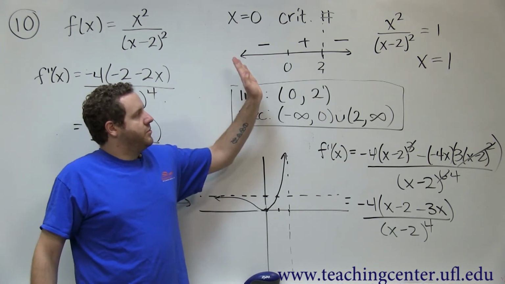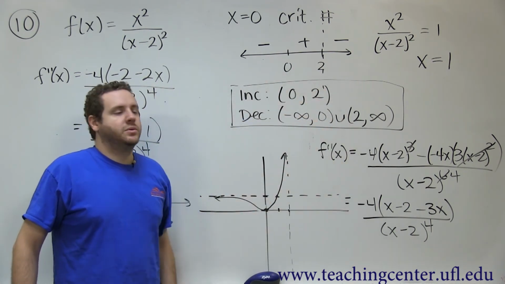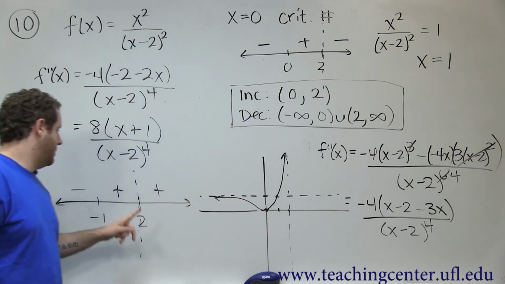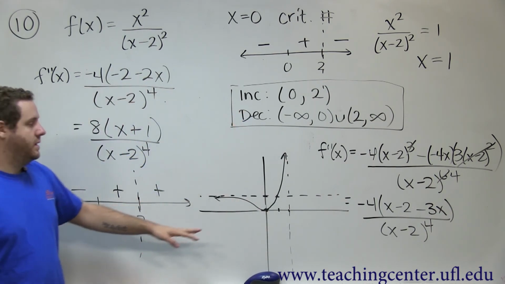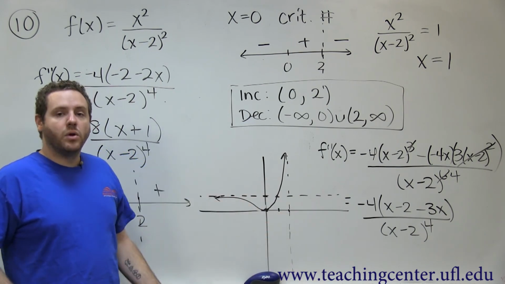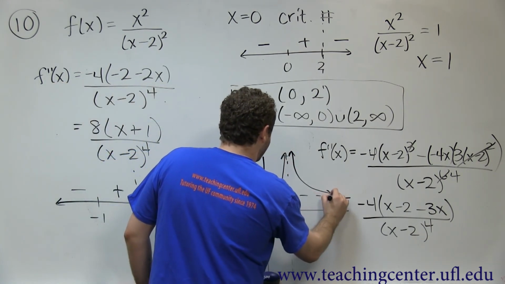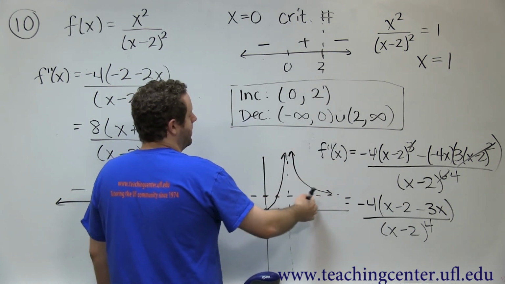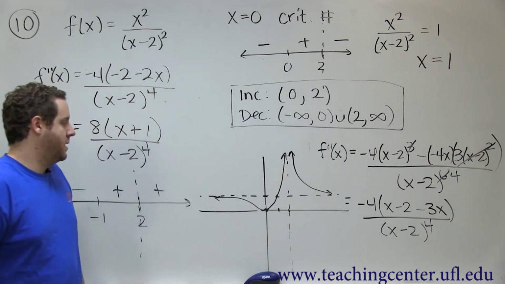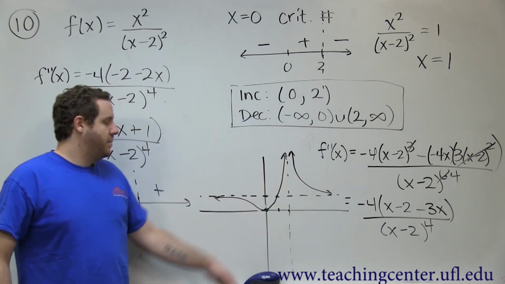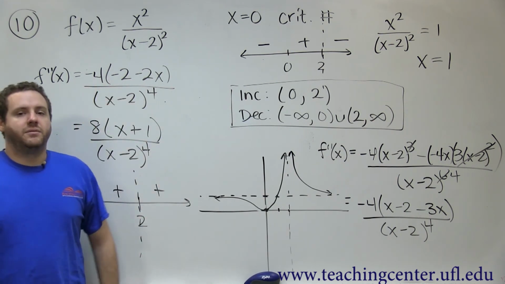And for the rest of the graph past 2, it's decreasing, concave up, and can't cross these asymptotes. The only way that that could possibly look is like that. That's decreasing, concave up, and won't touch the asymptotes. So what I've just drawn here is an approximate graph of f of x.